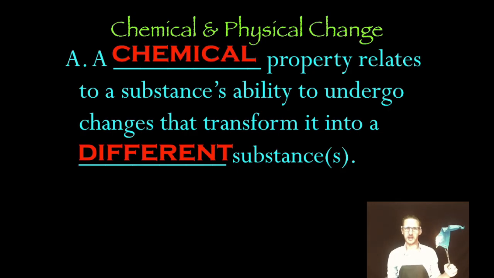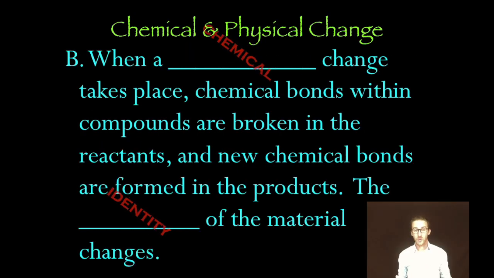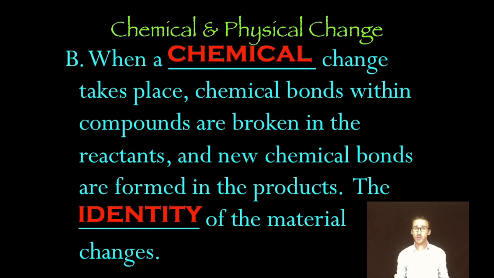This is why I love being a chemistry teacher. Fire. Now, when a chemical change takes place, chemical bonds within compounds are broken in the reactants and new chemical bonds are formed in the products. The identity of the material does change.